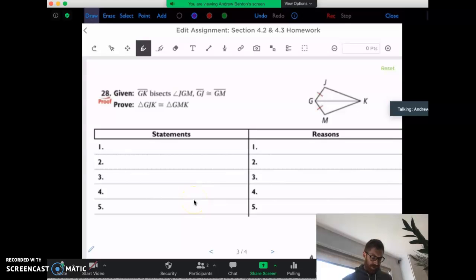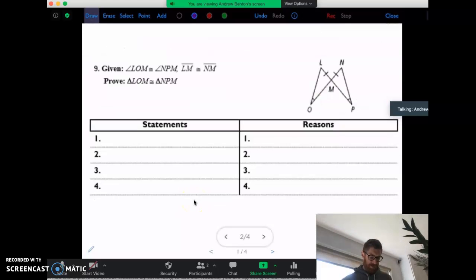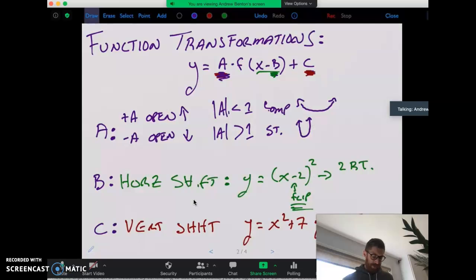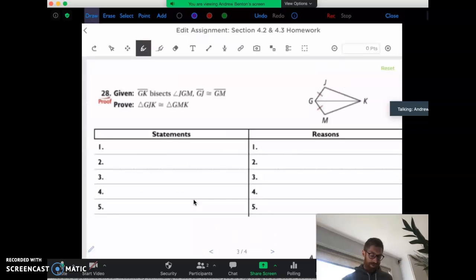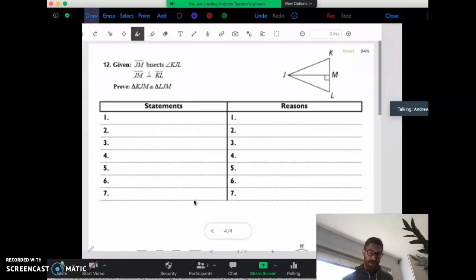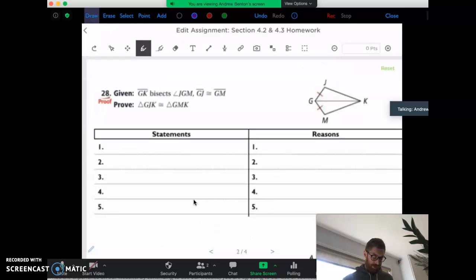All right, so I'm going to do, let's see here. I don't think that's the beginning. Pre-co. I'm going to do this proof, number 9. When it stops, a little laggy. I'm going to do number 28, and I'm going to do number 12. Okay, so if you wanted to see those, this is going to be good for you.